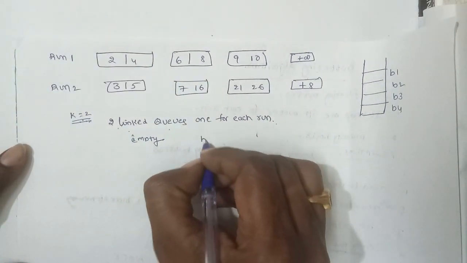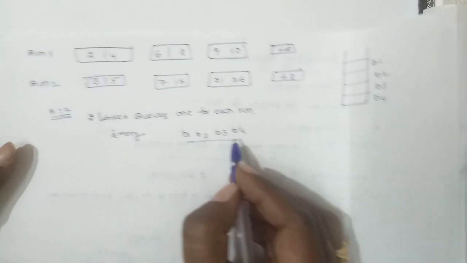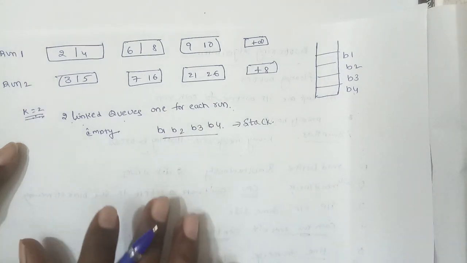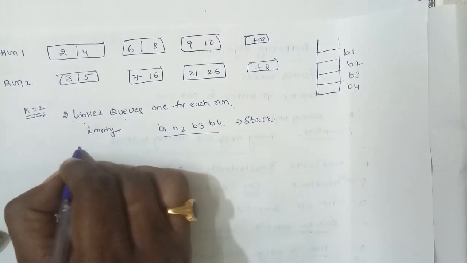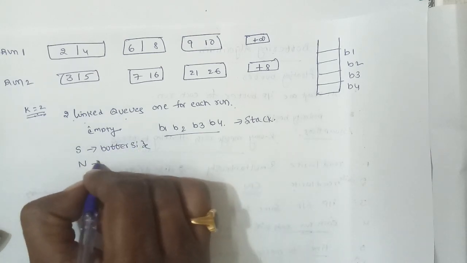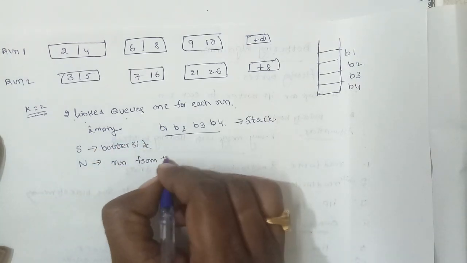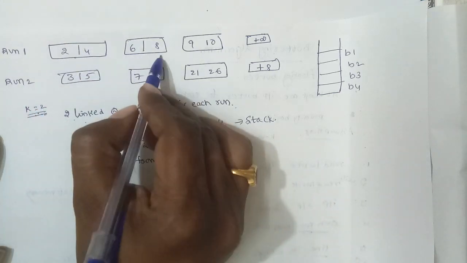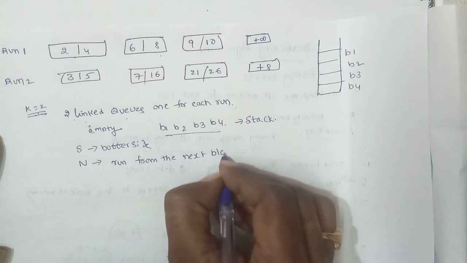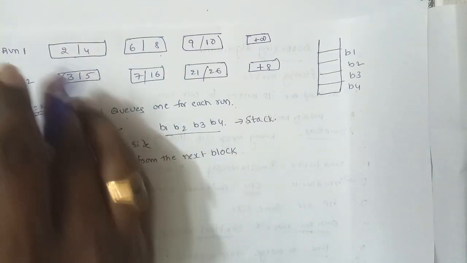And we have 4 floating buffers: B1, B2, B3, B4. Initially all the floating buffers are placed into a stack. Assume S is the buffer size. N is the run from which the next block is read. For example, assume this is a block. N is the run from which we are reading the next block. That is, if I am reading from run 1, then n is equal to 1. If I am reading from run 2, n is equal to 2.